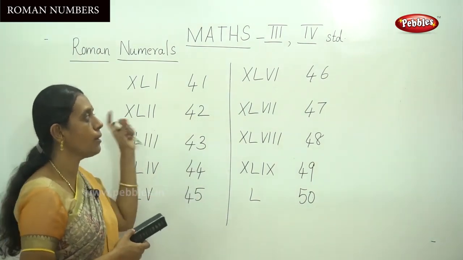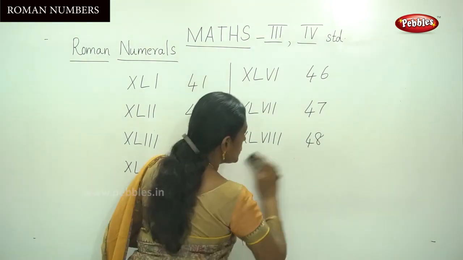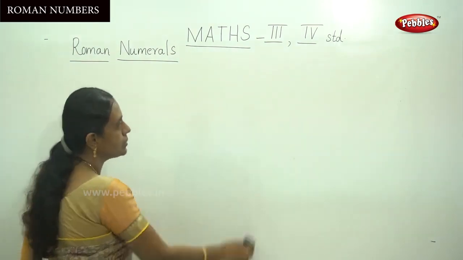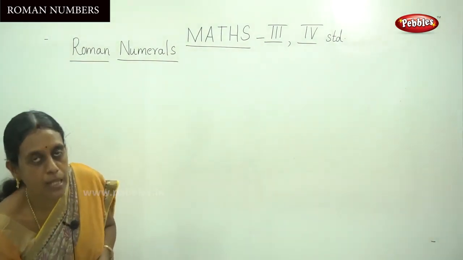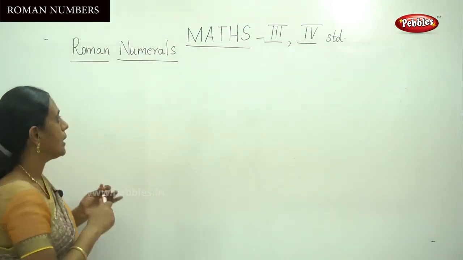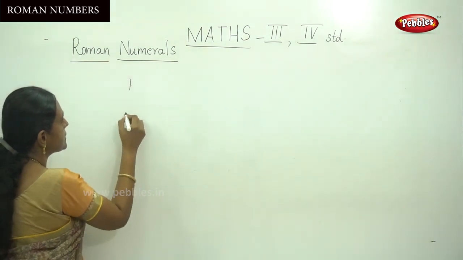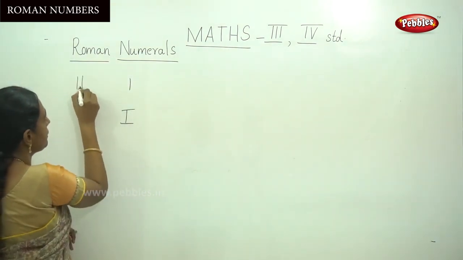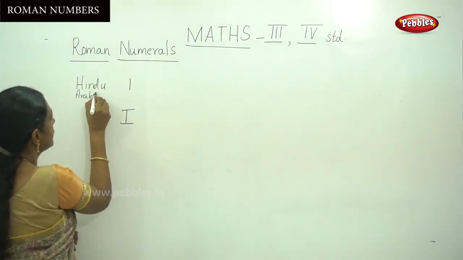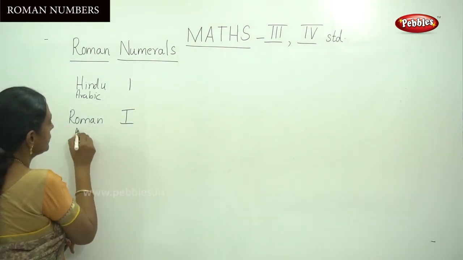example for the common ones, that is 10, 50, 100 and 1000. So copy this for your reference, and you should know the name: Hindu-Arabic numeral. That's the normal writing of our numbers, and this is a Roman numeral. This is a Hindu-Arabic numeral, and this is a Roman numeral.